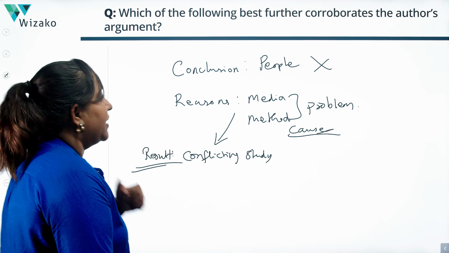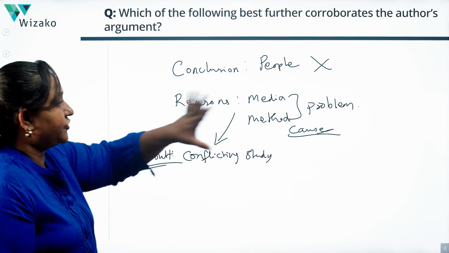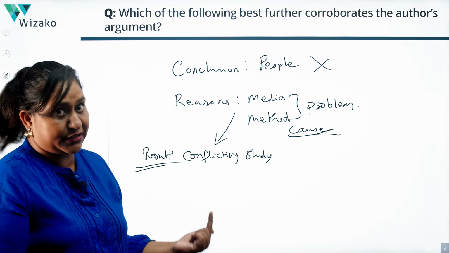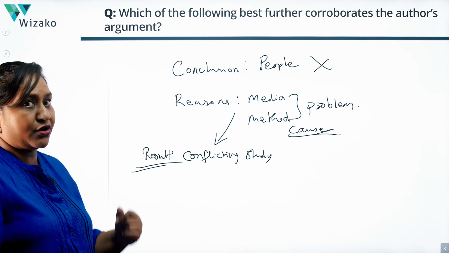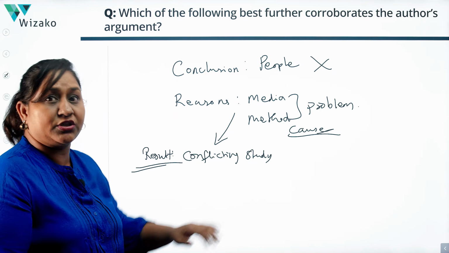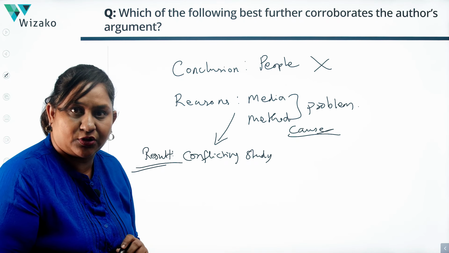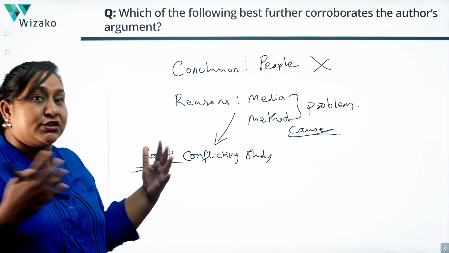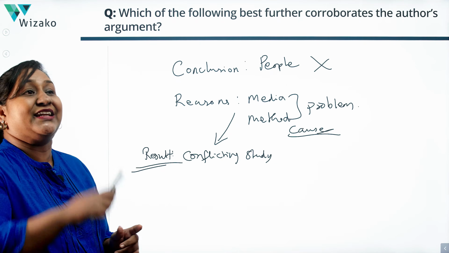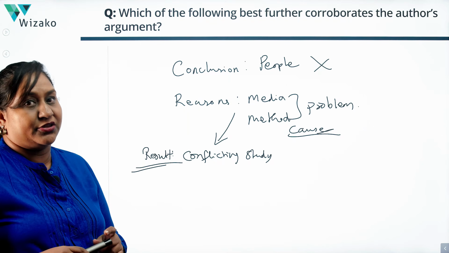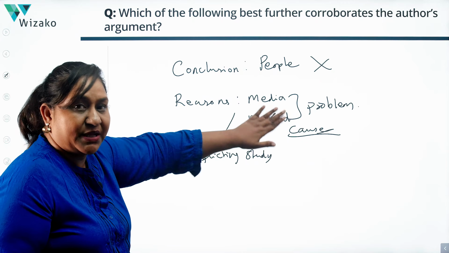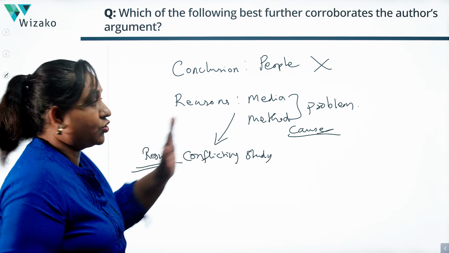results that we see. Now, if you want to support the author, you have to stick to his reasons. Your answer option has to again say it's the media or the method that is the problem contributing to the conflict. If you pick a third reason, not mentioned by the people, not mentioned by the author, you're not necessarily supporting the author. To support the author is not to come up with whatever causes you can. To support the author is to further validate the same causes that the author has come up with. So these are the ones that we want to focus on. Media, method: are we validating these two causes?